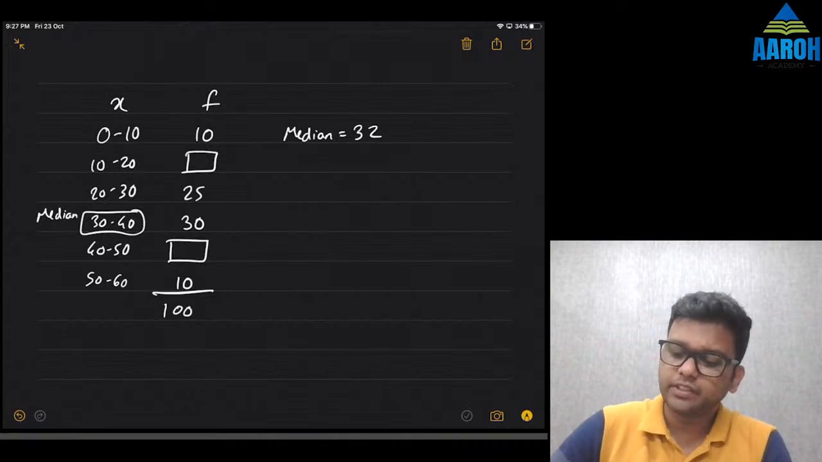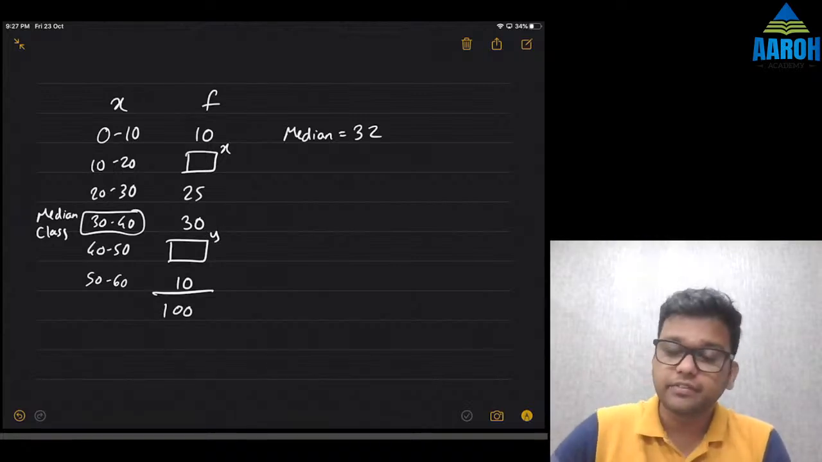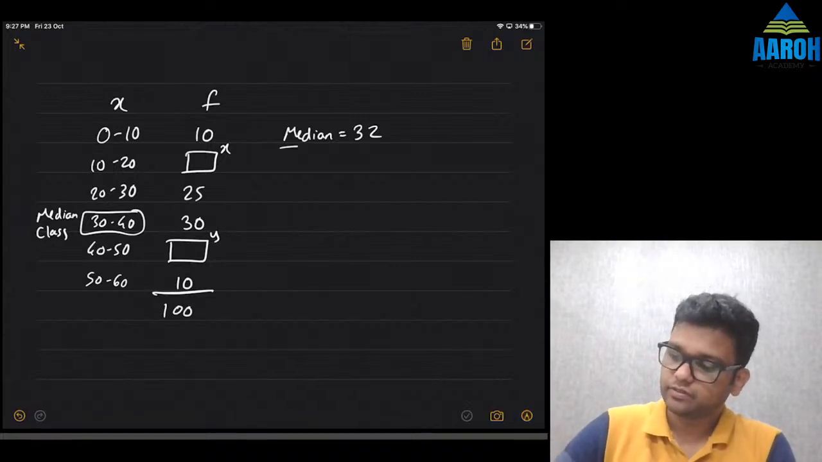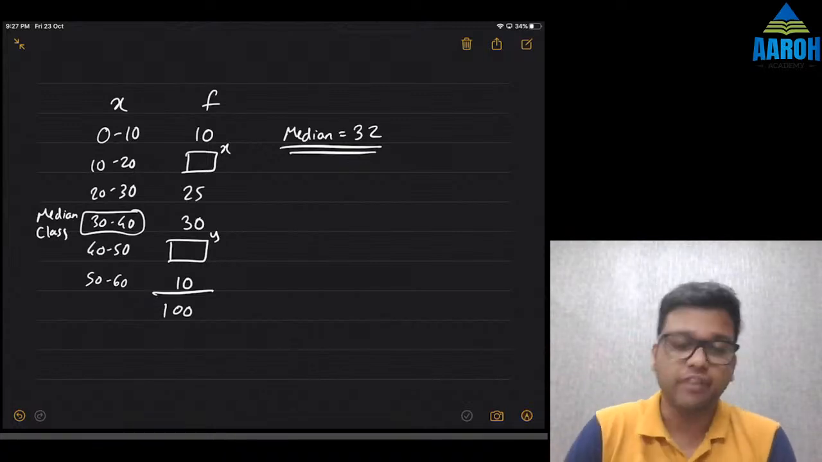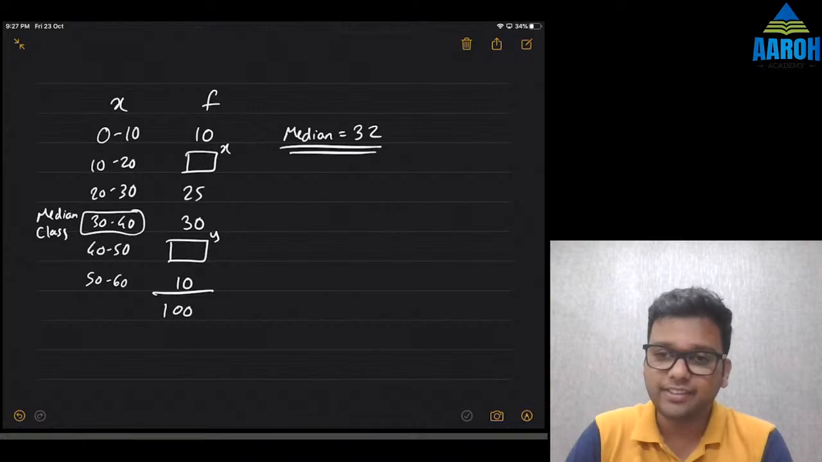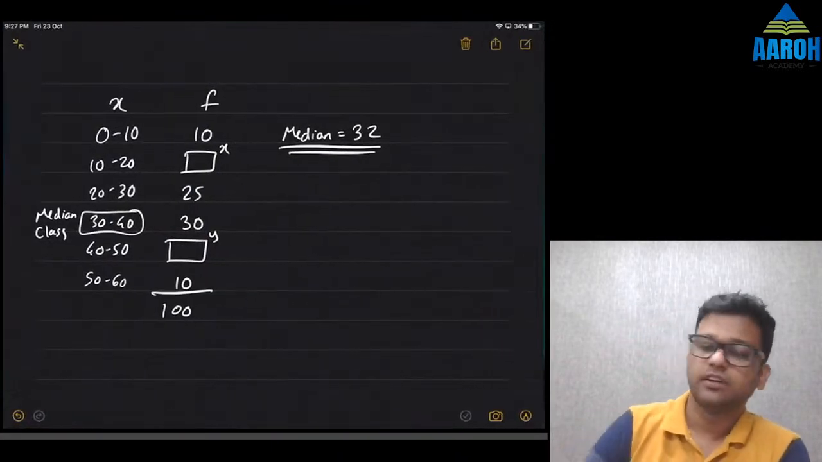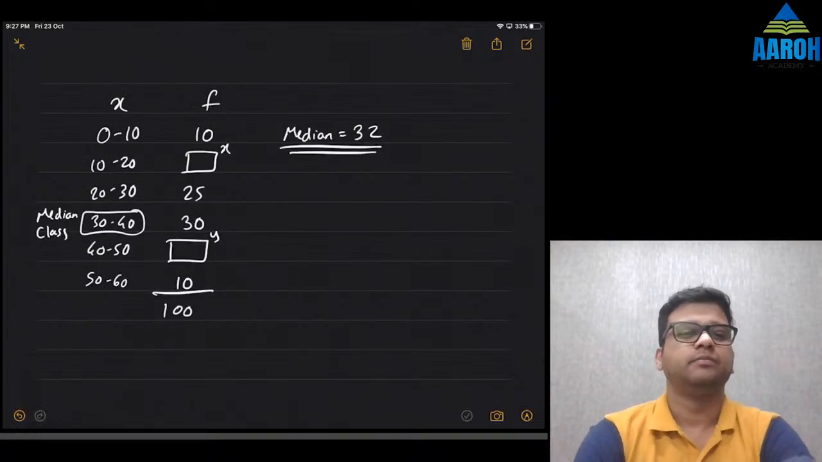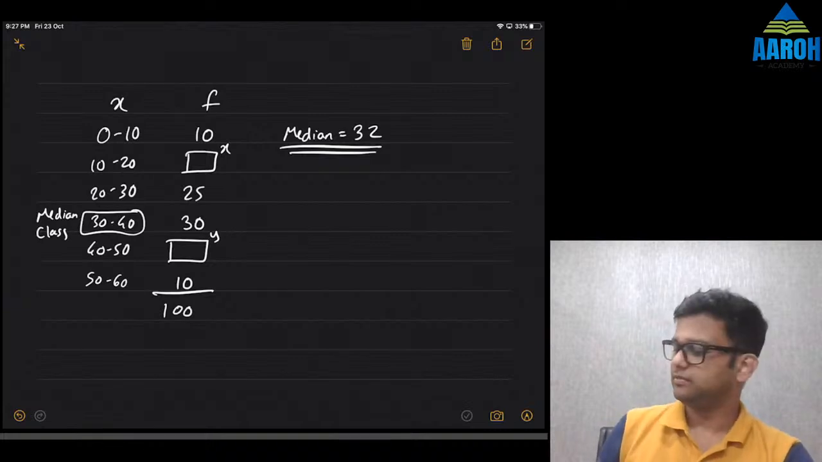Can you try to find missing frequencies by yourself? I'll wait for 5 minutes, no issues. Not 5 actually, ideally it should be done in 2-3 minutes. Solve fast. Try.